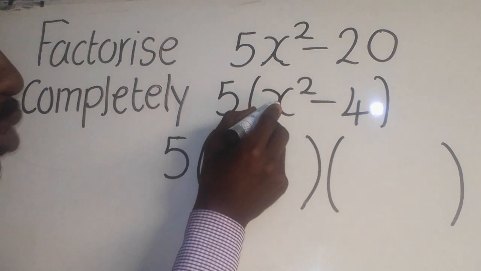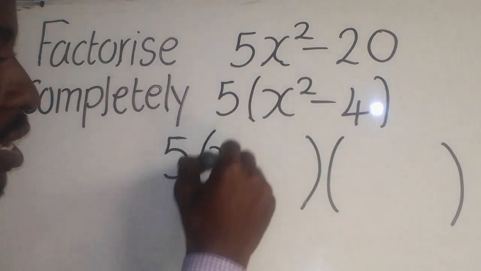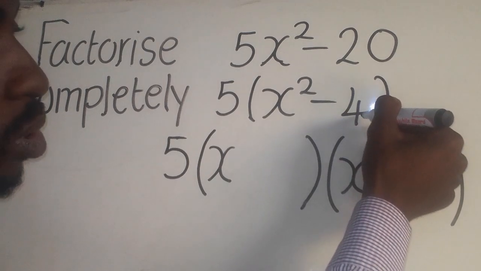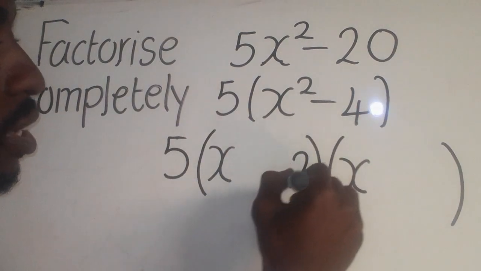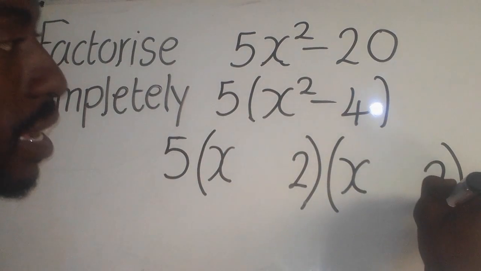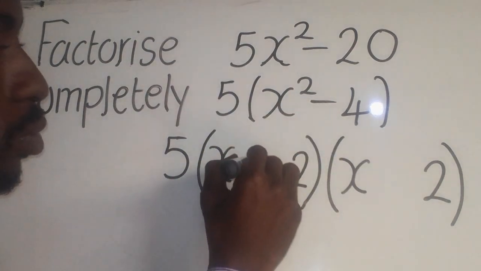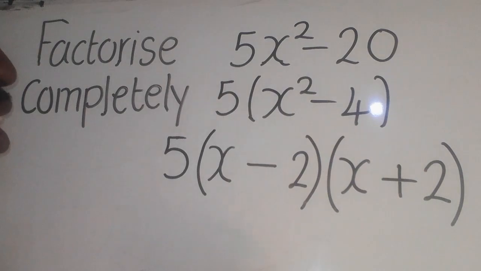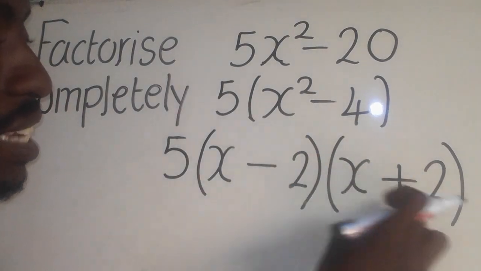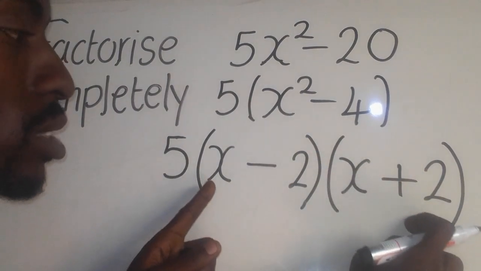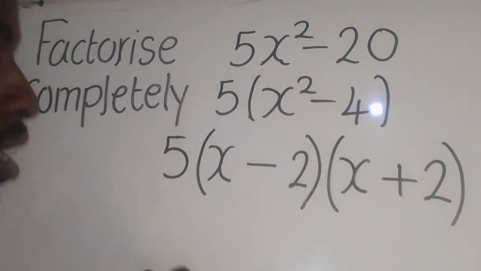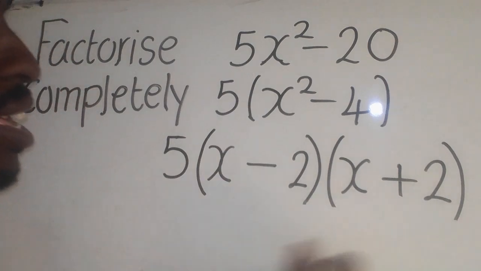What is the square root of x squared? It is x. This x, you put x here. What is the square root of 4? It is 2. This 2, you put there. Since here is a negative, you put a negative. This side, you put a what? A positive. The reason we put different signs is because when we want to simplify this one back to this one, it's going to come out, okay? So this here is the answer.